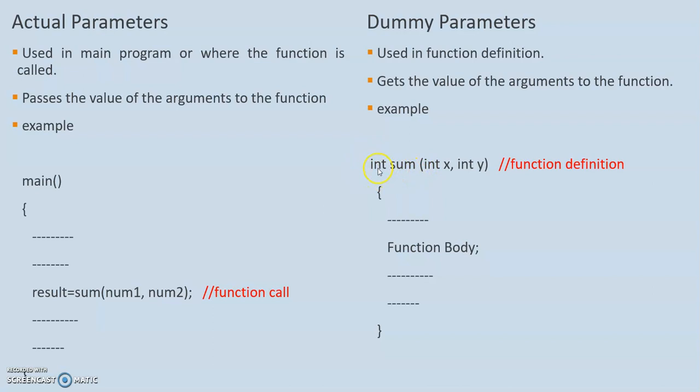So here int sum, int x and int y. The names have changed for the same function name, where here we used num1 and num2. They are the actual parameters, whereas wherever we have defined the function, we have x and y, and they are nothing but the dummy parameters.